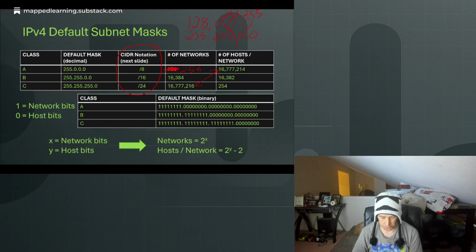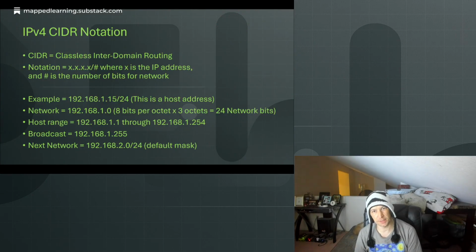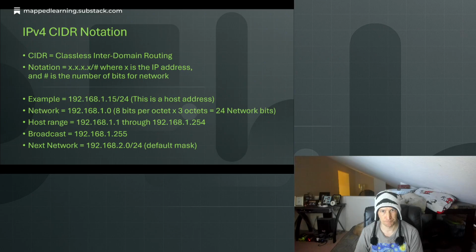So that's how default subnet masks work. Now, as I mentioned in this top table, the CIDR notation. Well, what is CIDR? CIDR stands for Classless Inter-Domain Routing. All 4 of those words are extremely important, which I will not cover right now. I will cover it in a future episode when I talk about subnetting. But just remember, CIDR means classless inter-domain routing.